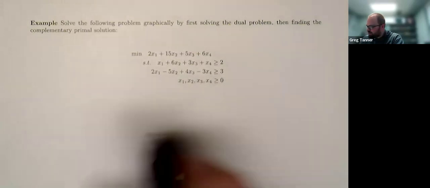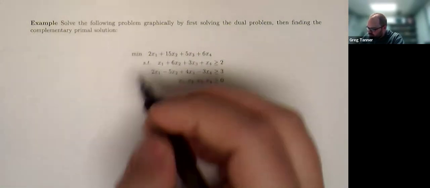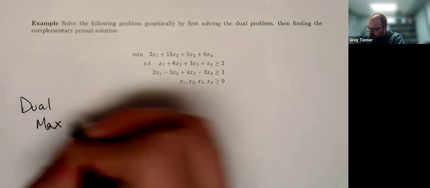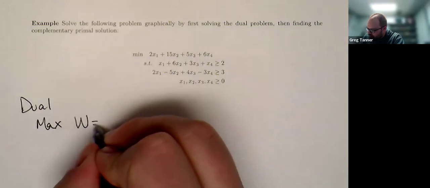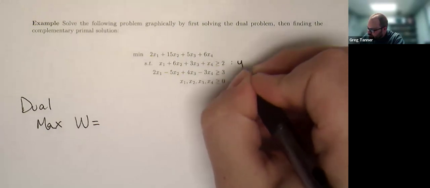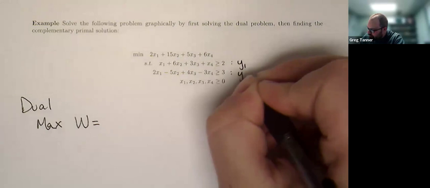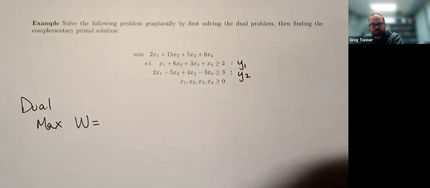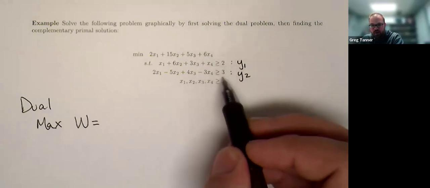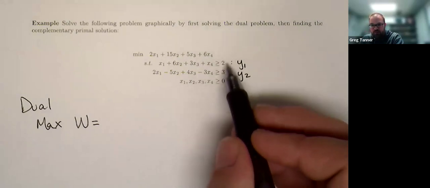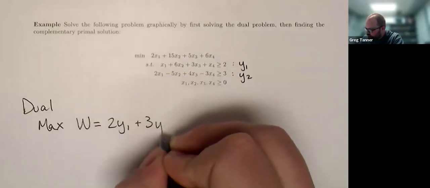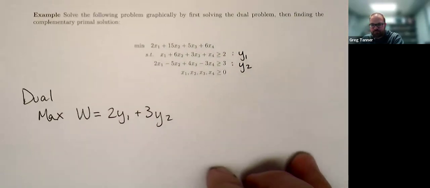So let's do that. We've got a minimization problem, so our dual problem is going to be a maximization problem. And we're going to maximize W equals. I'm going to label each of these rows with my two new dual variables, Y1 and Y2. Okay. And I can read off the coefficients for Y1 and Y2 from the primal problem's right-hand side. And so it'll be 2Y1 plus 3Y2. Okay, that's not too hard.